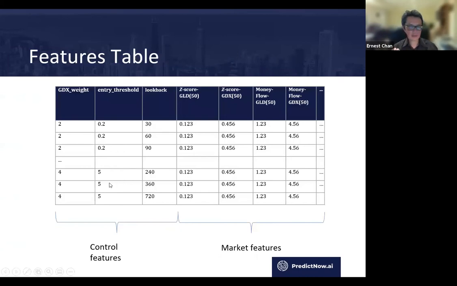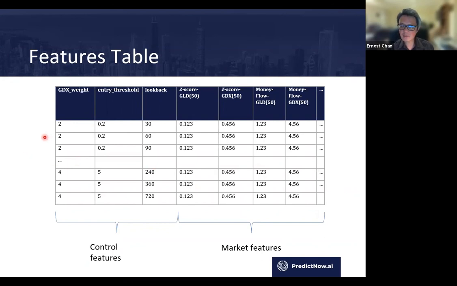a table might clarify that. So for example, in this table, let me see if I can generate a little pointer here. Laser pointer, yeah. So in this table, you have the first 3 columns are what we call the control parameters, right? The GDX weight of $2 versus $1 of GLD, entry threshold of 0.2, look back of 30. And these other columns might be the actual market features. That's something that you cannot control, right?